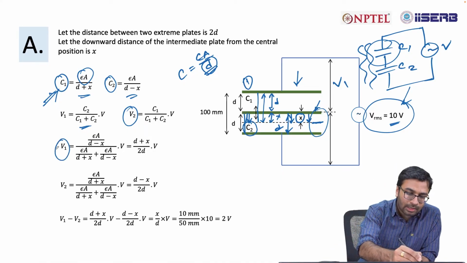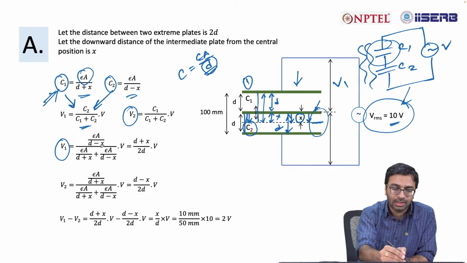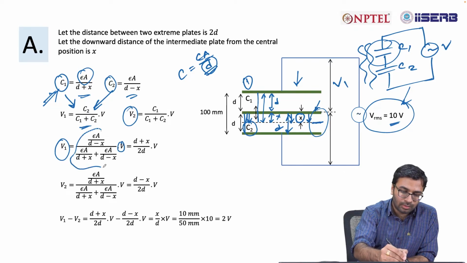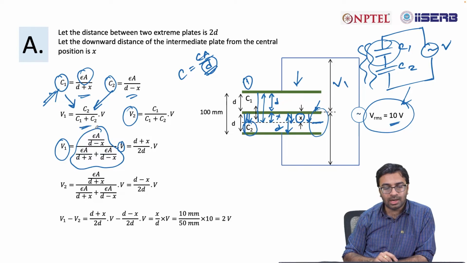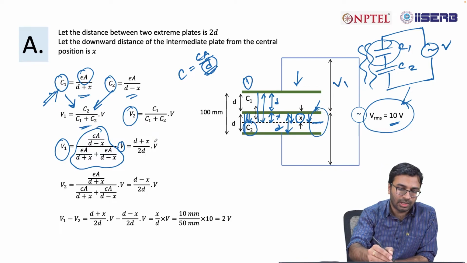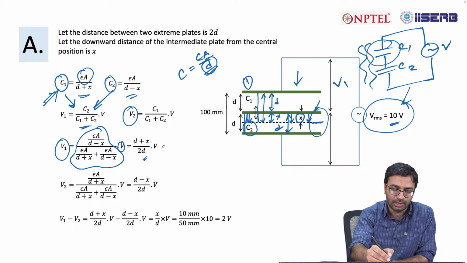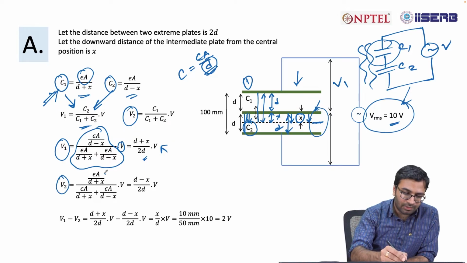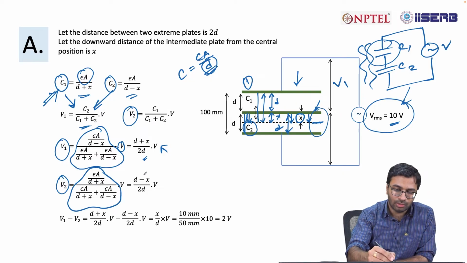So, V1 is equal to, put the values of C2 and C1 in this equation, epsilon A divided by d minus x divided by epsilon A divided by d plus x plus epsilon A divided by d minus x into V. If you rearrange this equation, you will find your V1 is d plus x divided by 2d into V. Similarly, if you do the same analysis for V2 and rearrange, you will find your V2 is equal to d minus x divided by 2d into V.